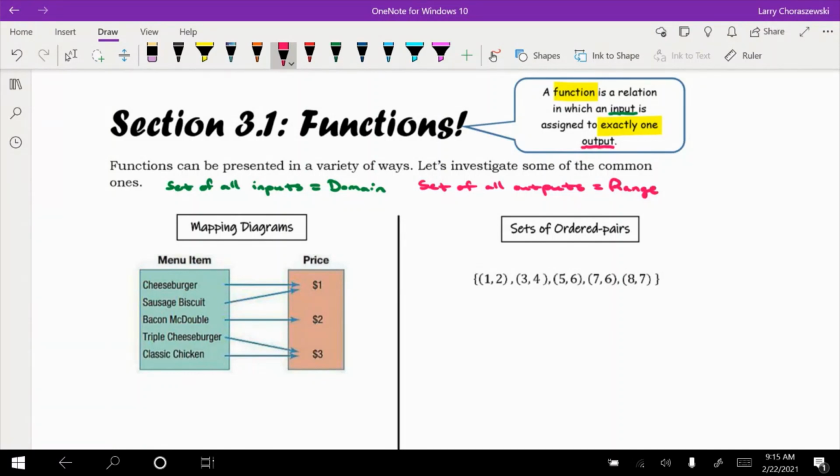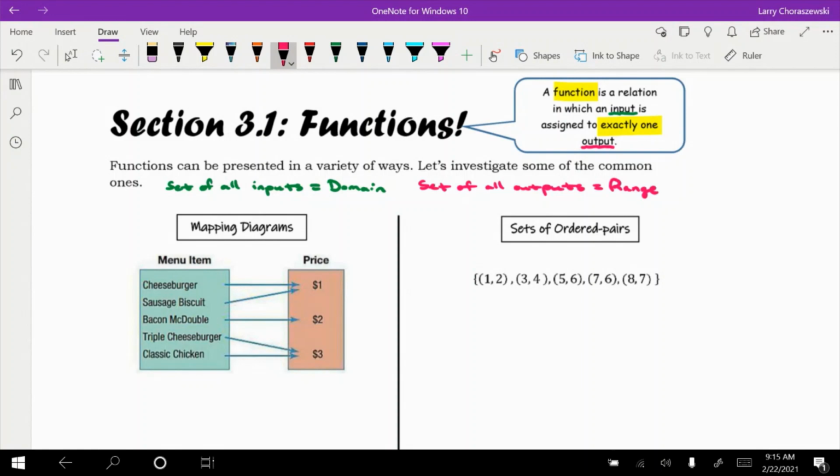Now, all functions have a domain and a range, but due to the variety of functions, as well as how they can be presented to us, some functions will have a different domain than others. So keep that in mind. We're going to move on to look at some of the ways that functions can be presented to us.